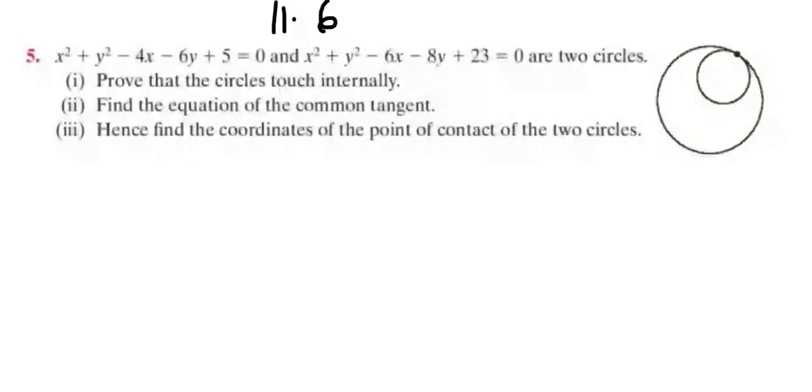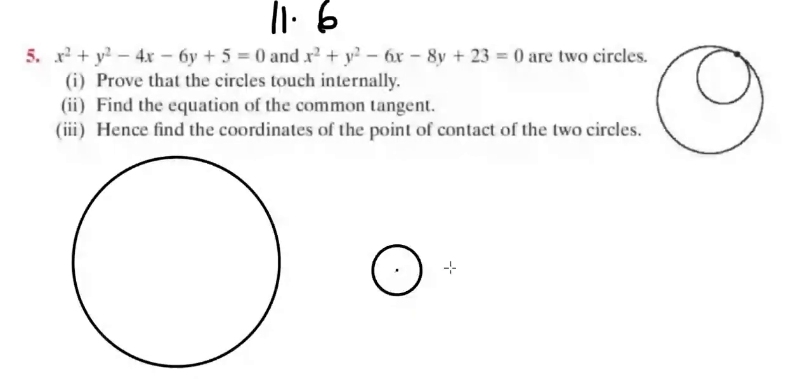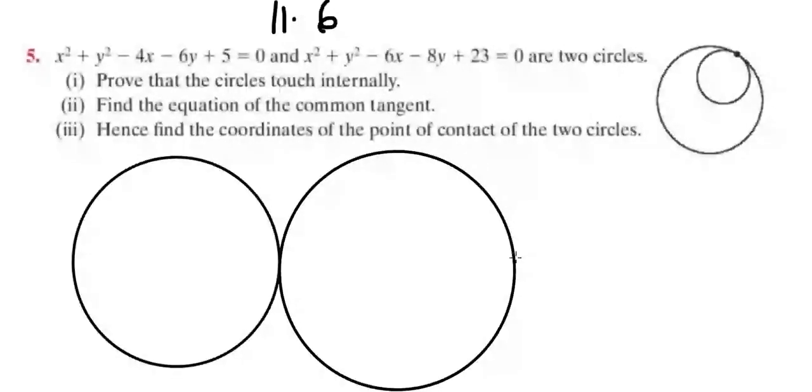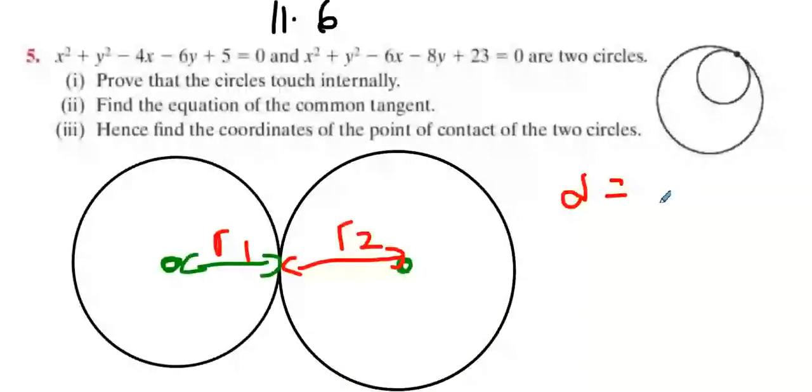There's two types of questions you can be asked: internal, touching internally, or touching externally. Here's an example of external, right? So what we're basically saying is that the distance between both centers of the circle equals the distance between the two radiuses added together. Would everybody be happy with that? Distance between the two centers is R1 plus R2. I think that makes a lot of sense visually, doesn't it?